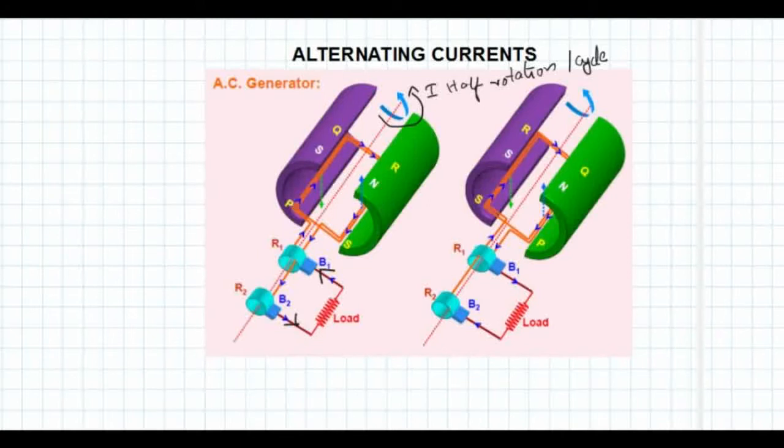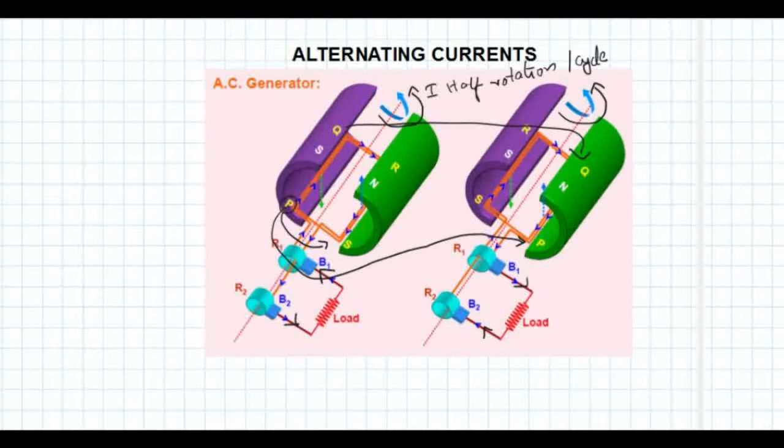Then in the next half cycle, that is the second figure, or in the second half, the side P will reach the other point because of this rotation. The side PQ of the coil will reach the north pole. Previously it was in the south pole. So through this rotation it will reach the other side, the north pole. That is the second half of the cycle.